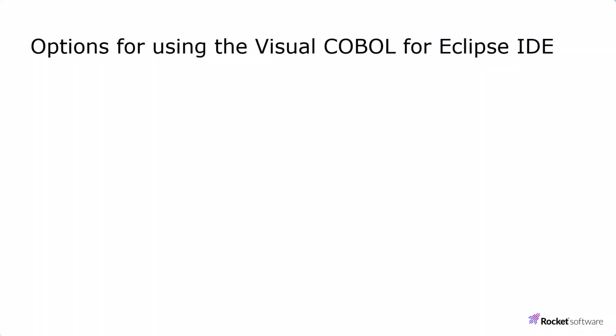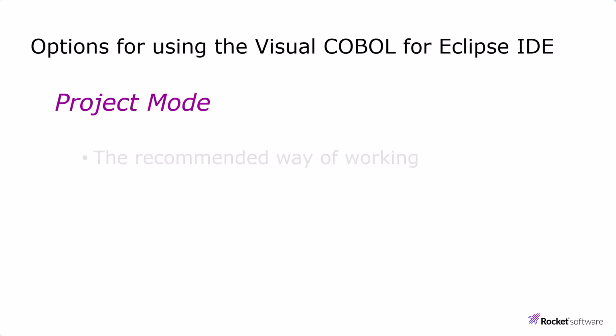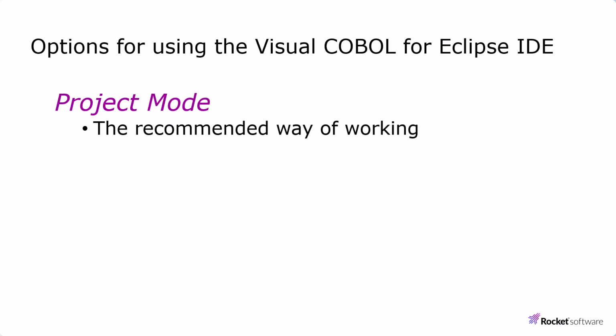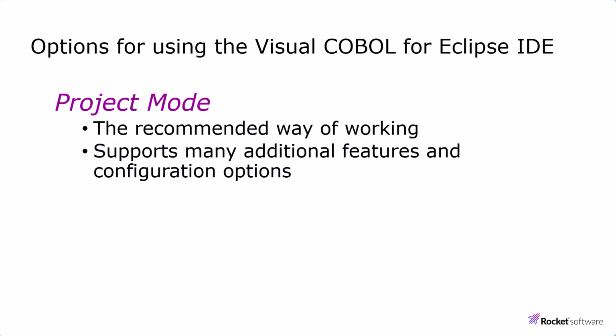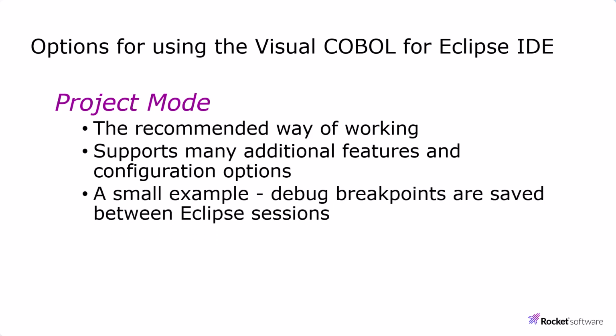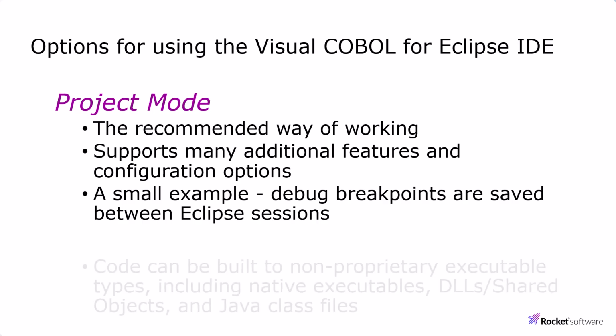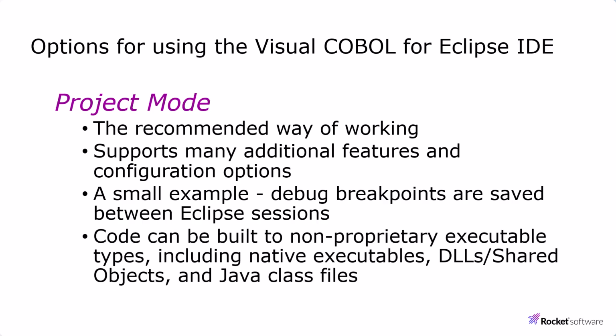The recommended way to work in Visual COBOL for Eclipse is to use projects. This provides more control of how an application is built, including building to other executable types. Many more product features and configuration options are supported. One small example, with projects, debug breakpoints you've set in a program are retained between Eclipse sessions. With projects, you can also build code to native executables, shared libraries for your platform, and even Java class files.